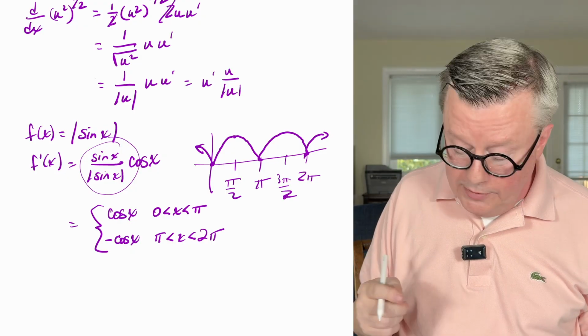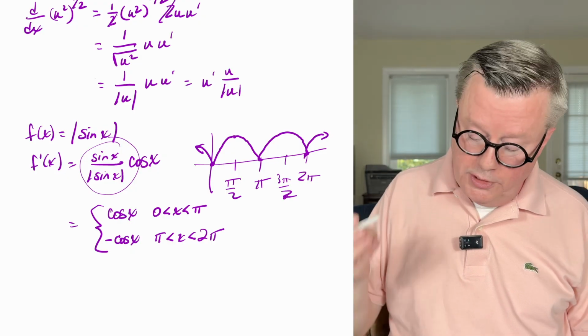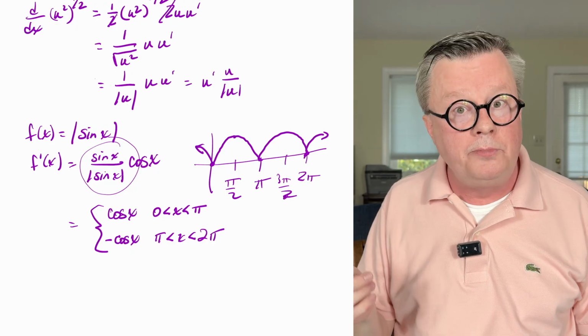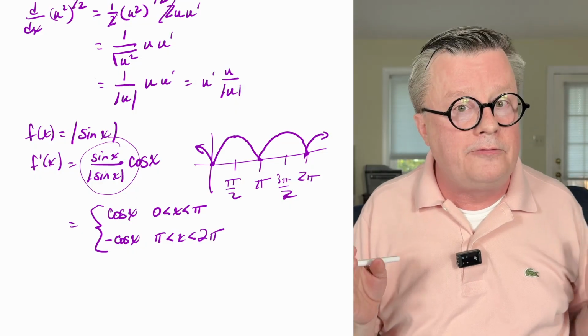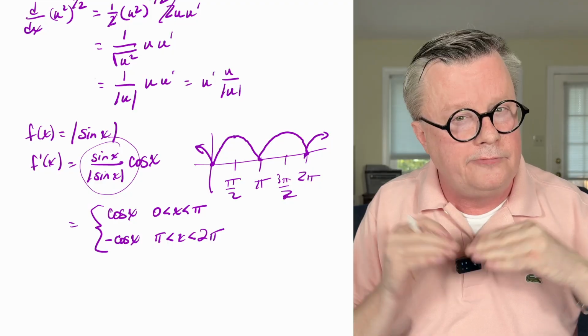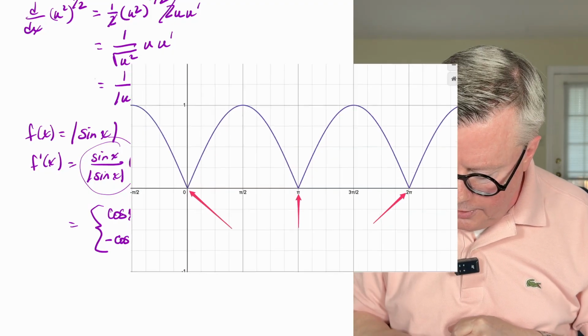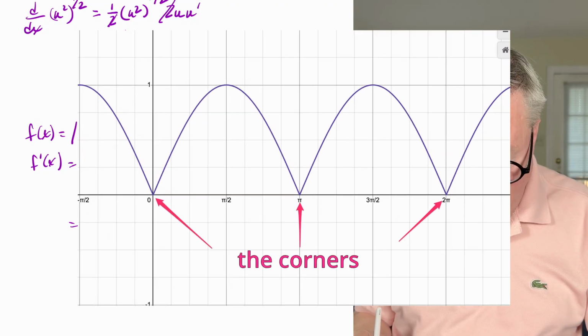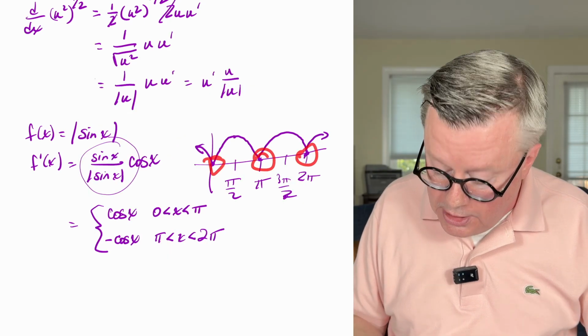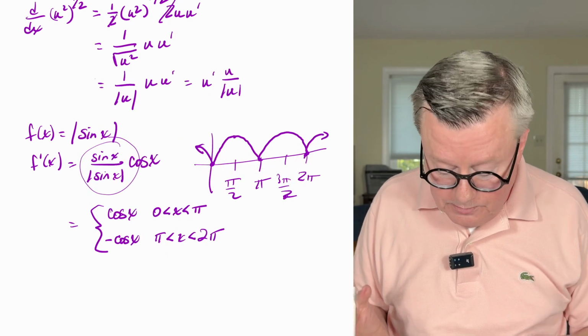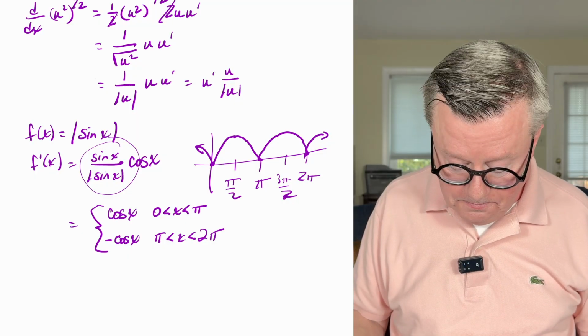I'm claiming that there's no derivative at the points 0 and pi and 2 pi, and according to this graph, that makes sense. Remember with absolute value of x, we said that there's no derivative at corners? Well, here are the corners of absolute value of sine x. It's got corners in all these places, so it's not differentiable there, and we sort of saw that that's true.